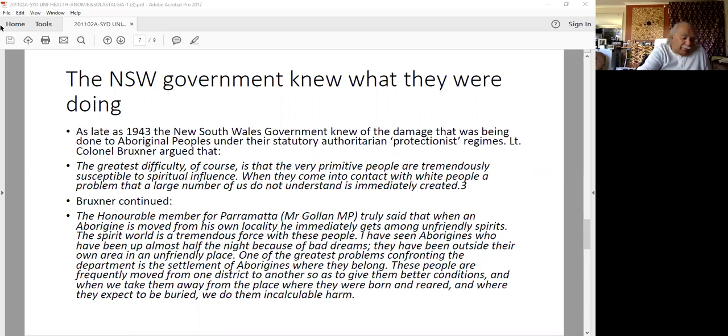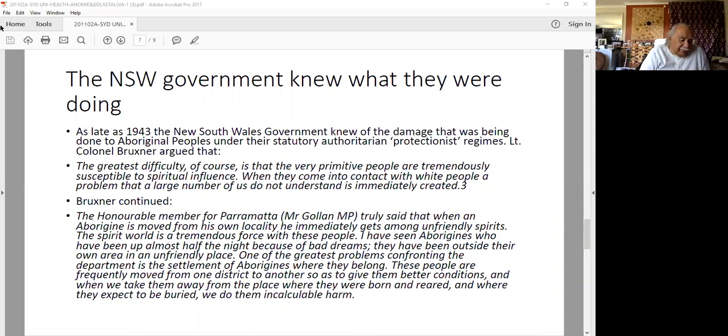The Honourable Member for Parramatta, Mr. Golan MP, truly said that when an Aborigine is moved from his own locality, he immediately gets amongst unfriendly spirits. The spirit world is a tremendous force with these people. I have seen Aborigines who have been up almost half the night because of bad dreams. They have been outside their own area in an unfriendly place.